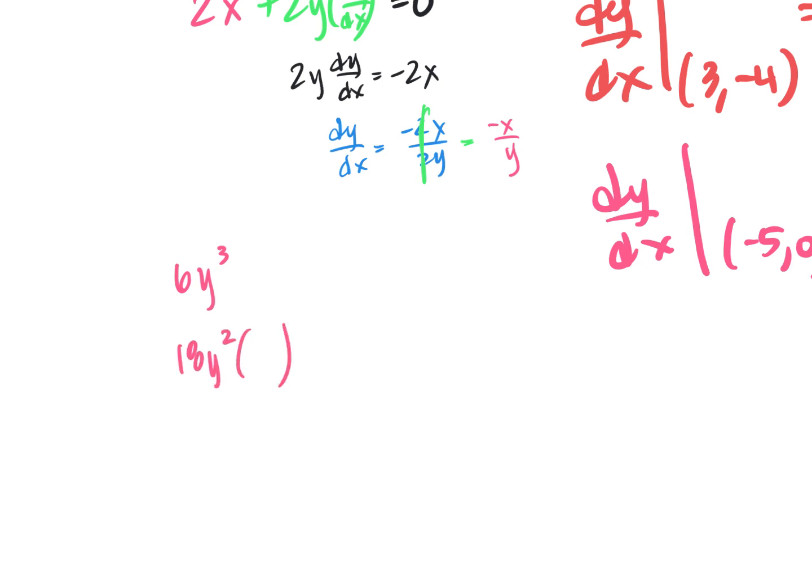18y squared times, say that again? dy dx. You got it. What if I had a plus 9x squared following that? Just plus 18x. It's just the y's that we got to worry about. We always have to follow it with the dy dx.